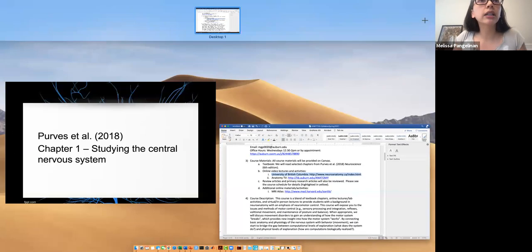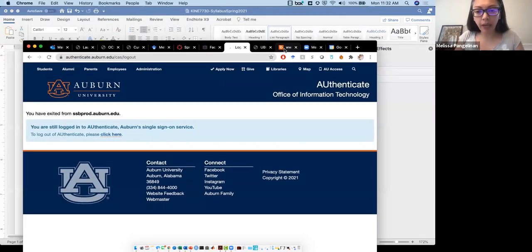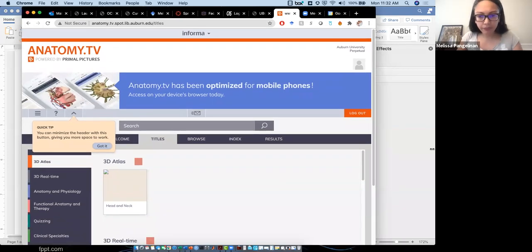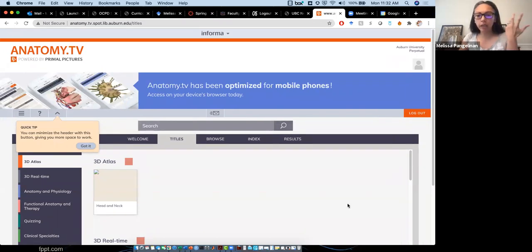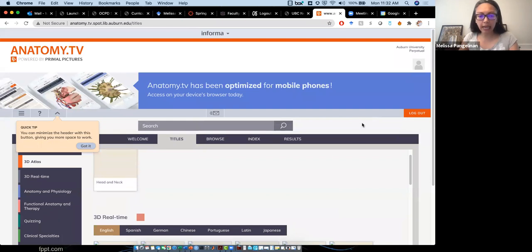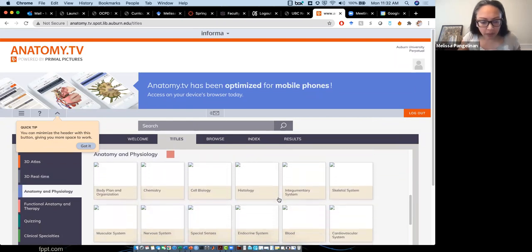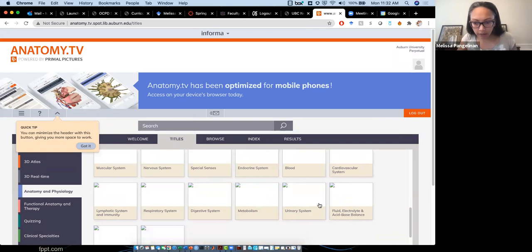And then Anatomy TV is, let me see if I can pull it up. Give me a second. It's also a really good resource. I really like it. It's called Primal Pictures. Once you click on the link on Canvas, it takes you to an authentication page because you have to be part of Auburn University to be able to access it. There is, let me see if I can find it. Anatomy and Physiology of the Nervous System. There it is.